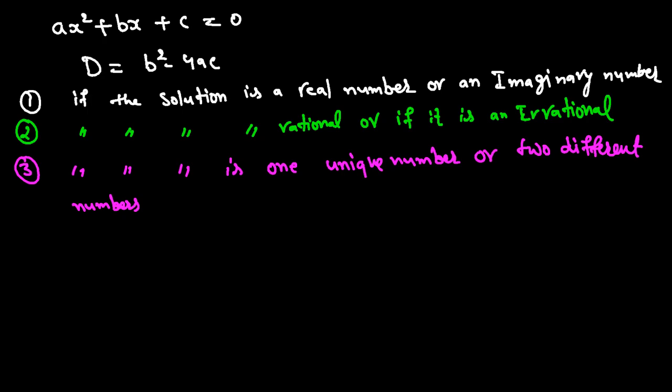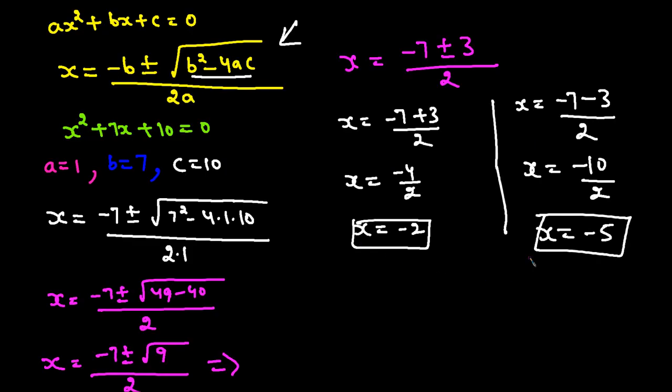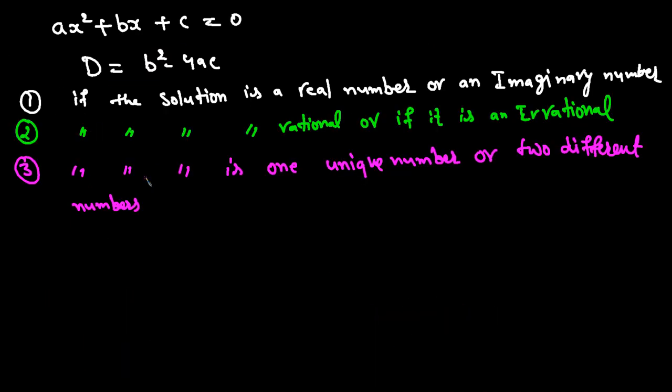Like in the previous example, we got two different numbers here. See, x is negative 2 and negative 5. And the one we did in the beginning, the answer for both sides was negative 5, when we got the perfect square. It doesn't matter, it's one number, negative 5. So the discriminant tells us if the solution is a real number or an imaginary number, if it is rational or irrational, or if it's just one number or two different numbers.